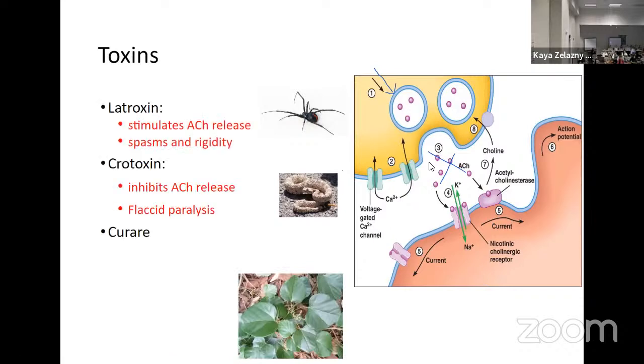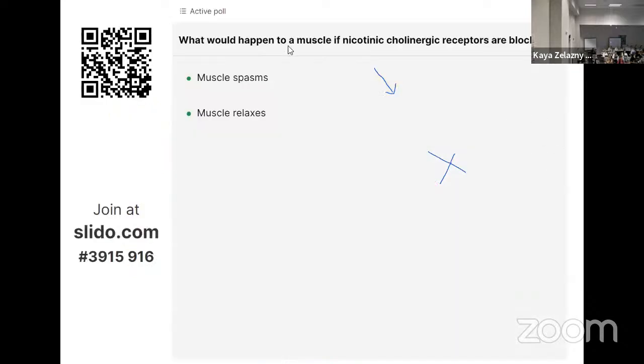Our final example of a toxin here is curare. So curare is a toxin found in plants. This is the kind of toxin that goes on things like poison arrows. Its role is that it blocks nicotinic cholinergic receptors. So I'm going to have you predict again what the result is going to be if you block those receptors. And you got the same two answer choices.